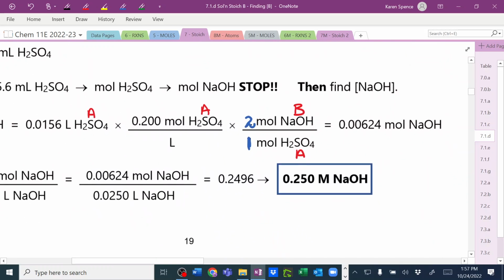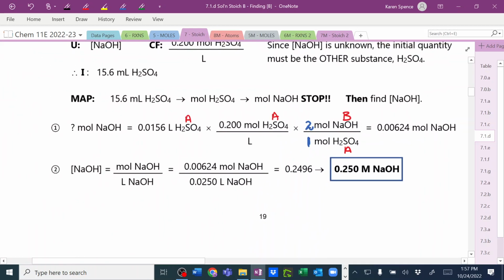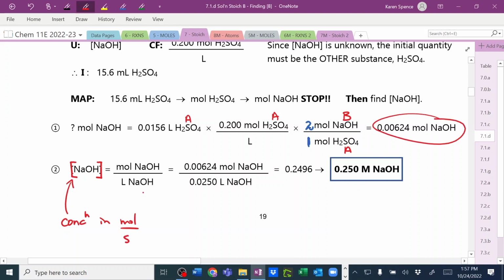We found our moles. And now we want the concentration of NaOH. Remember, if you want to represent concentration, you use these lovely square brackets. Those square brackets mean concentration in moles per liter specifically. Just take your moles from here and divide by your liters. And that's it.